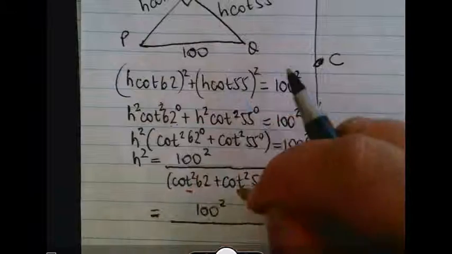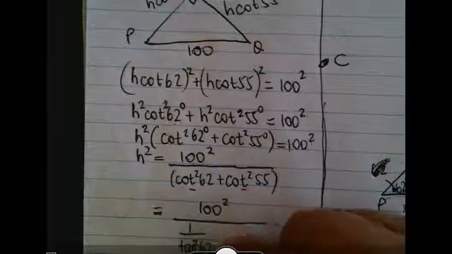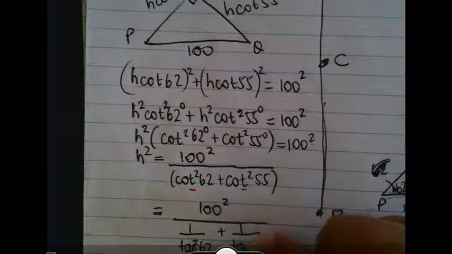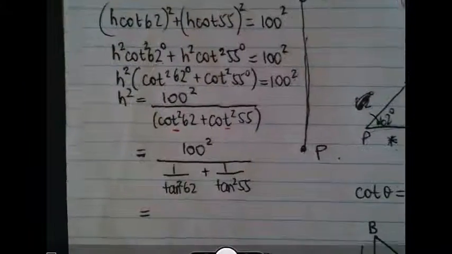The only thing we've got to do now is put it on our calculator. But there's no cot button. But there are tan buttons. What's the third letter of cot? It's T. So that's 1 over tan squared 62, and this is 1 over tan squared 55. Now you can do that on your calculator.